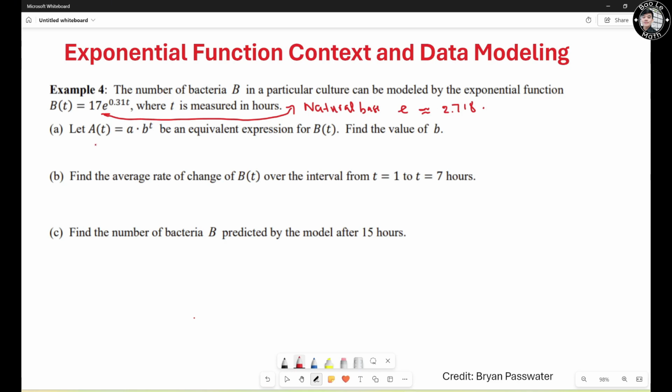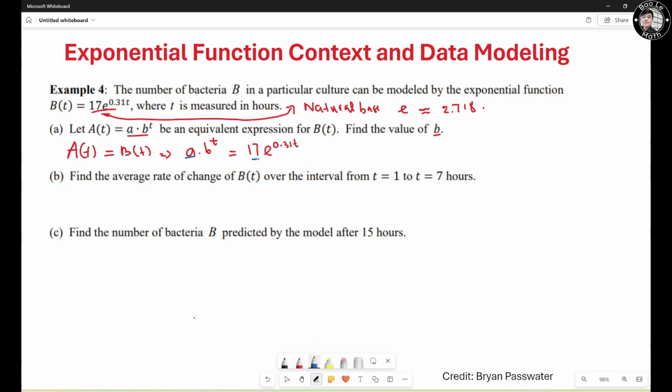Now question A. Let a of t equals a times b raised to the t be an equivalent expression for b of t. Alright, now we need to solve for b. So basically we just equate this one, right? So we have a of t equals b of t. So we have a times b raised to the t right here must be equal to this one, right? So it could be 17 times e to the 0.31t, right? Now we just match them up, right?